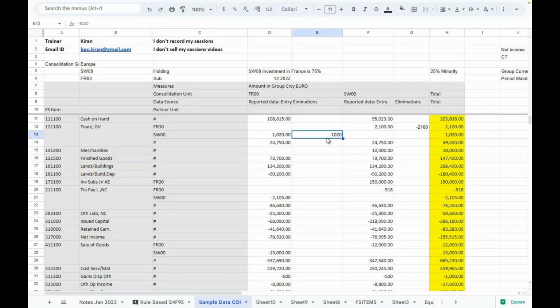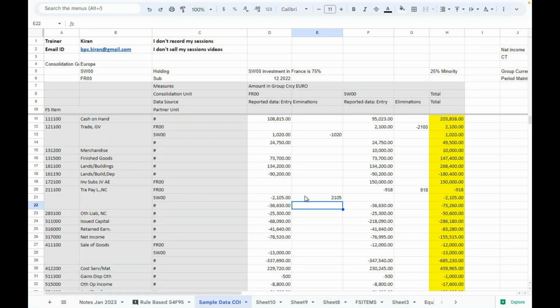2100, 2000, 1020 eliminated. Then let's go to the trade payables side. In the trade payables side, 918. If you can find Switzerland trade payables with France, 918, that 918 I'm going to eliminate. Minus becomes plus. And also France payables to Switzerland, 2,105. That also I'm going to eliminate. This is also eliminated. So we can check all other transactions.